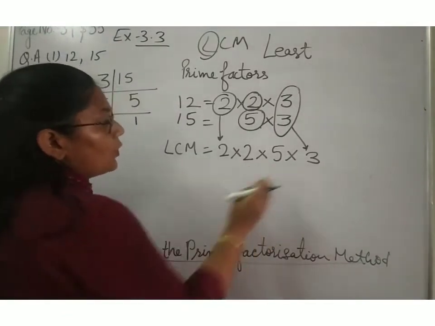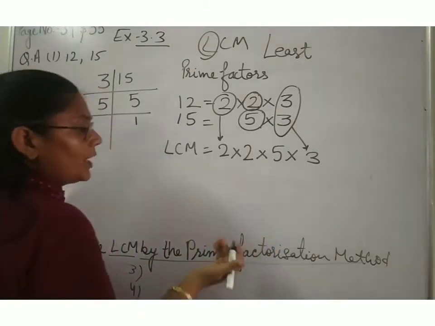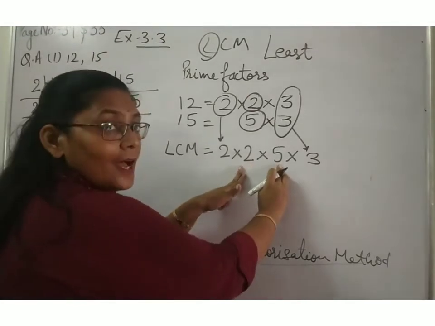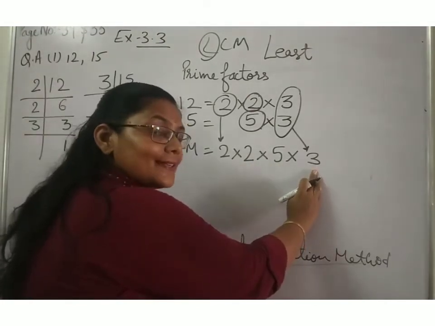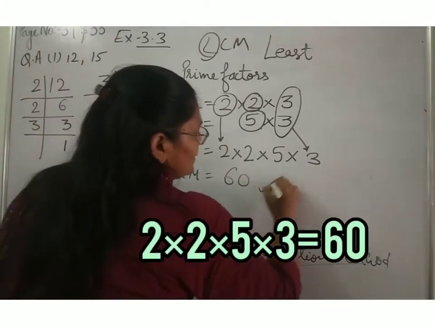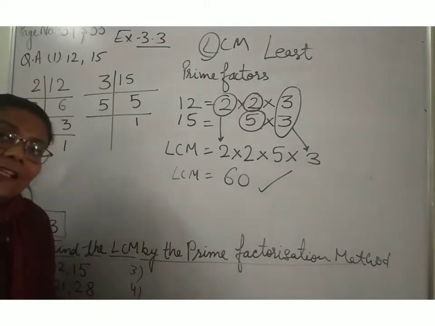Now the numbers you got over here, you have to multiply those numbers. Okay? So 2 2s are 4, 4 5s are 20 and 20 3s are 60. So my LCM is 60. Clear children?